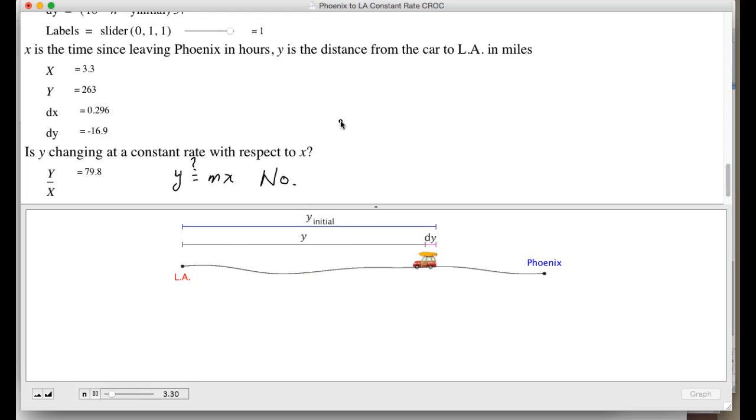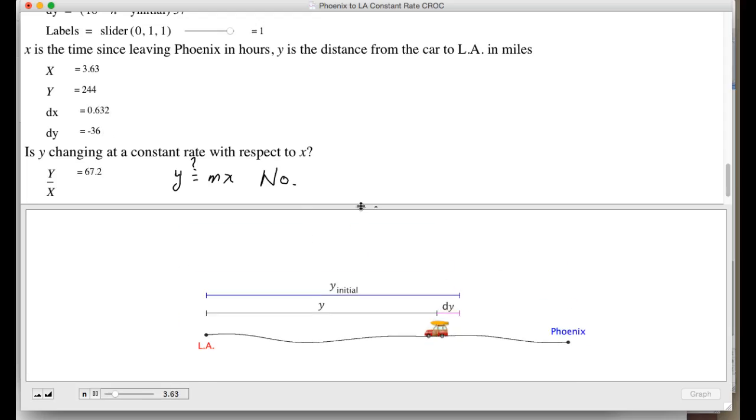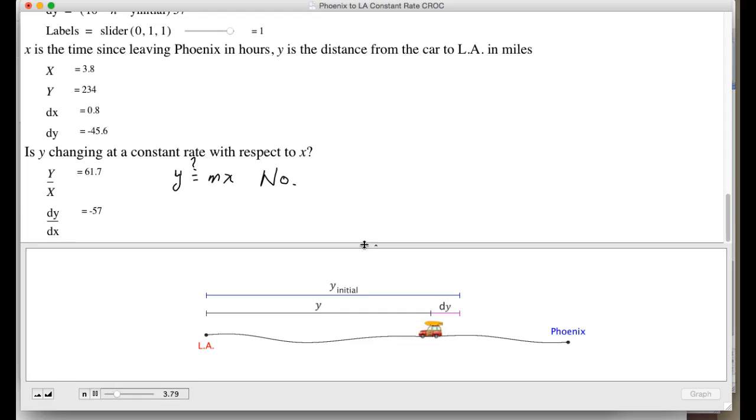Okay, now I'm going to show you another ratio. I'm going to show you the ratio of dy to dx as all these quantities change. So I've put in a quotient, dy that you see up above, divided by dx, which you see up above. Is dy a constant multiple of dx? Question, yes or no? Yes. And I ask again, is y changing at a constant rate with respect to x?